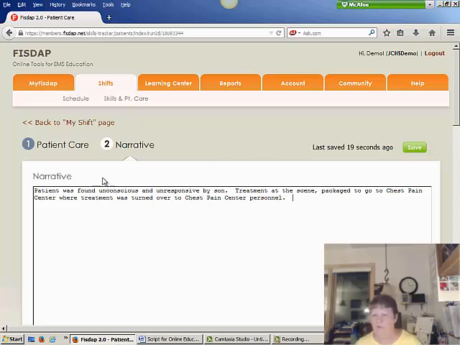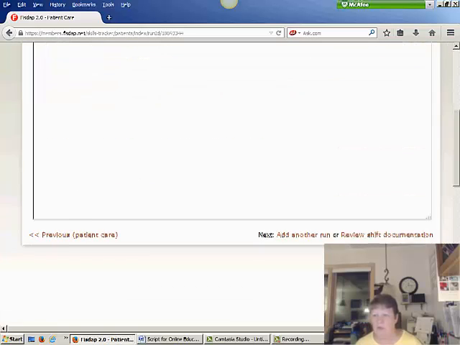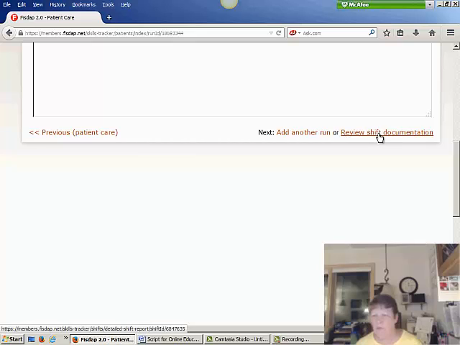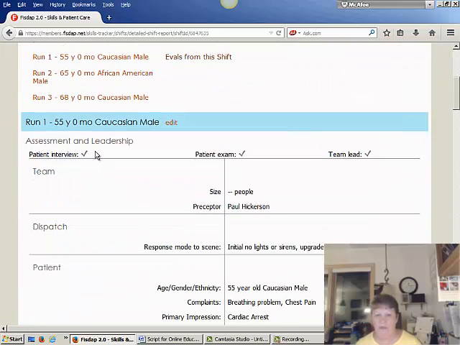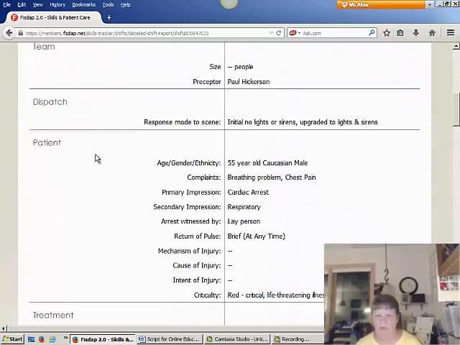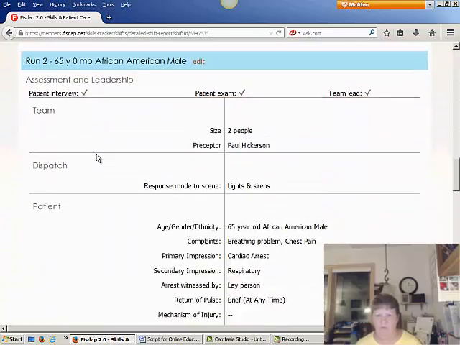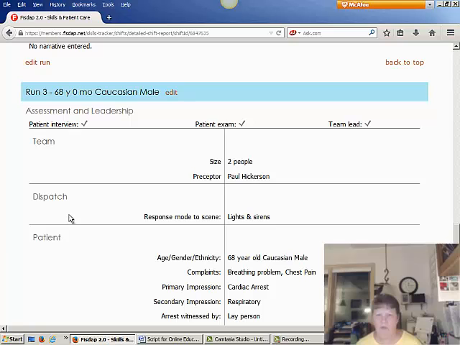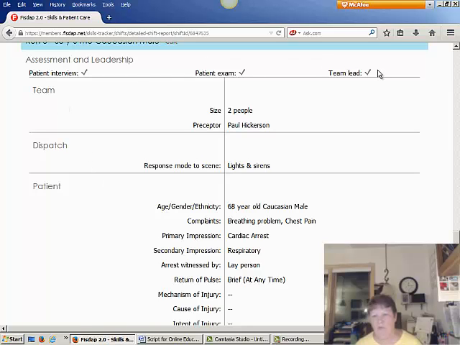Now, for the most part, we're done with this patient. We're going to save this. And I always tell students, save, save, save. You can't save too much. And we're going to go down here and hit Review Shift Documents. And we're going to look at this, be sure we've got everything in. This would be the time if we didn't get something right. There's our 3 patients. The first one's a 55-year-old, the second one's a 65-year-old, and this is the one we have right here, the 68-year-old. And we're going to be sure that we got him as a lead.